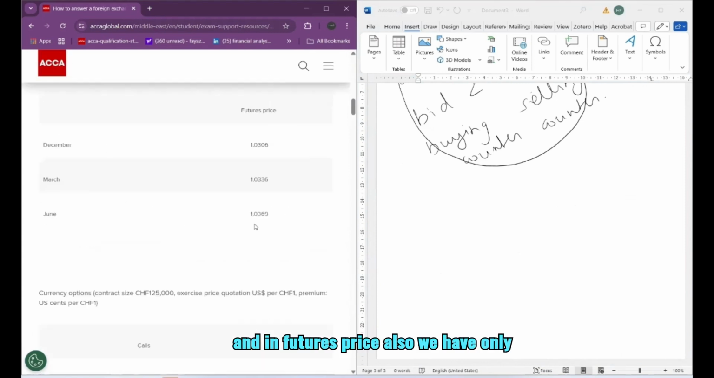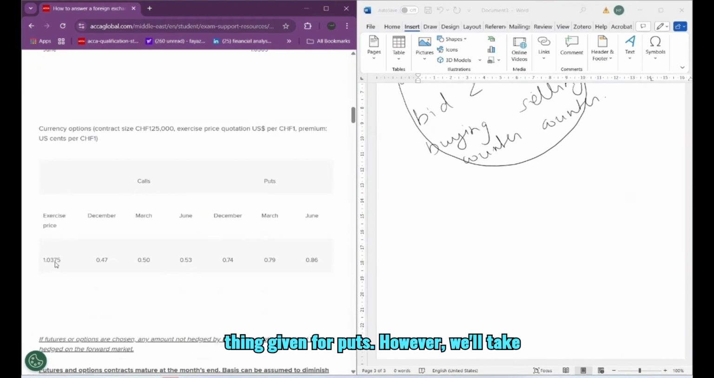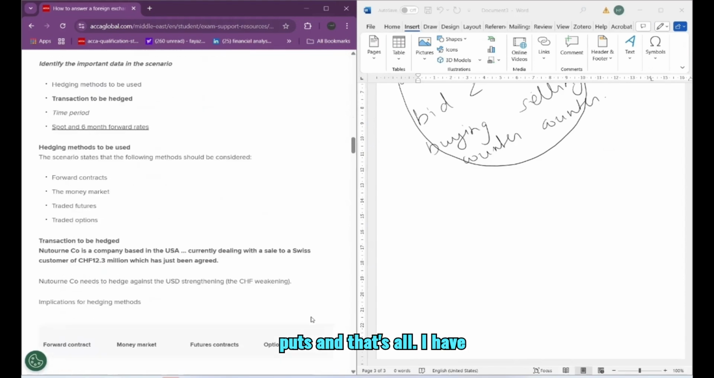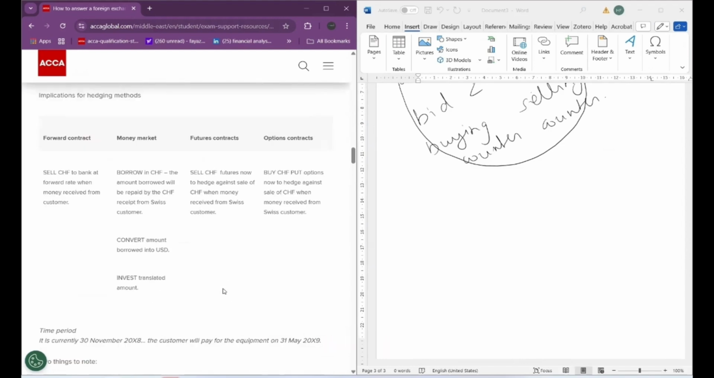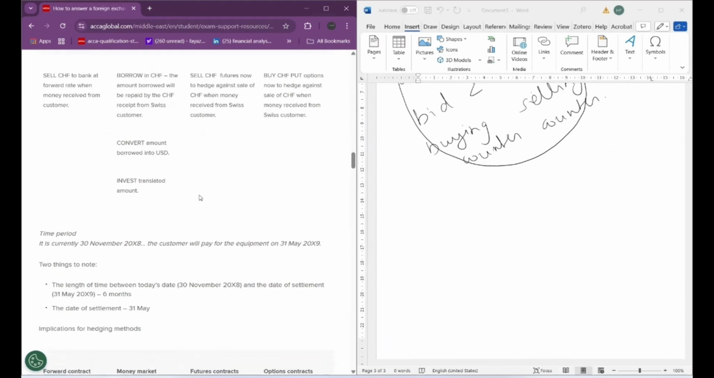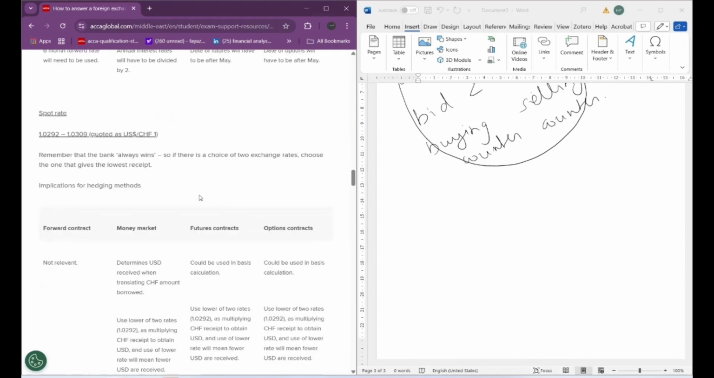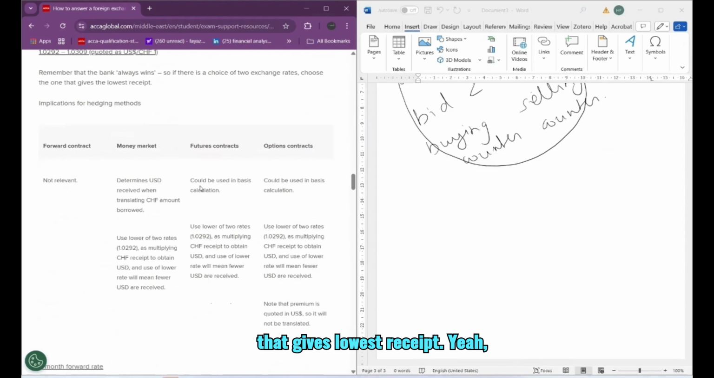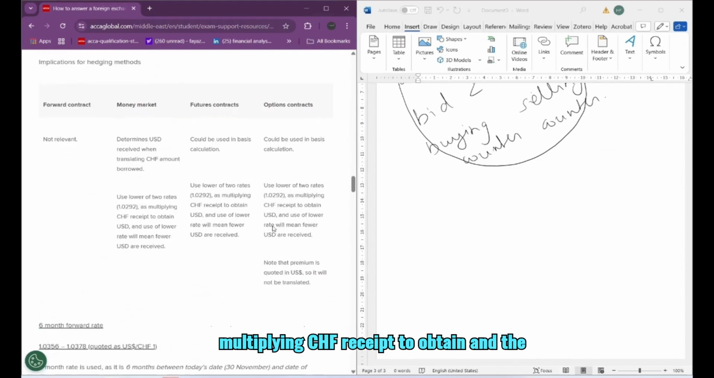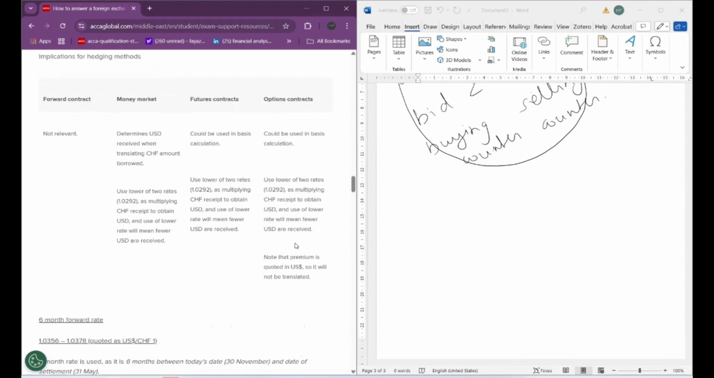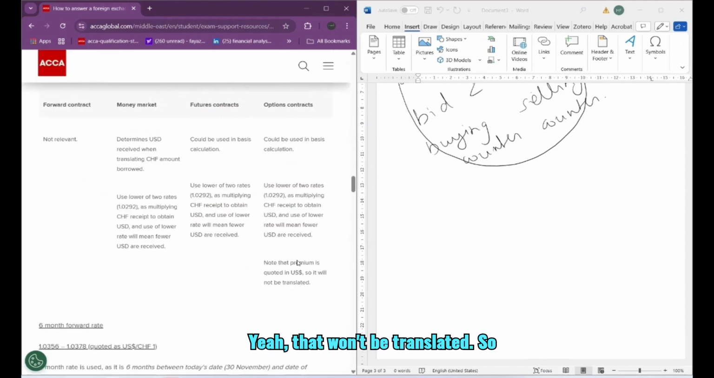And in futures price also, we have only one thing given to us. Here also only one thing given for puts. However, we'll take June premiums 0.86 for puts. And that's all. I've gone through my figures. I've gone through everything. That gives the lowest receipt. Here it is given to us, lower of two rates, 1.0292 as multiplying CHF receipt to obtain it. It could be used in basis calculation. Use the lower of two rates as multiplying CHF receipt to obtain it, and the use of the lower rate will mean fewer USD receipt.